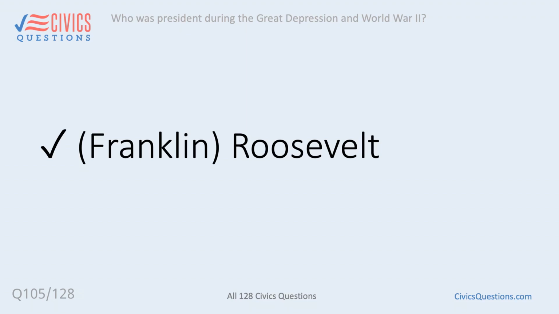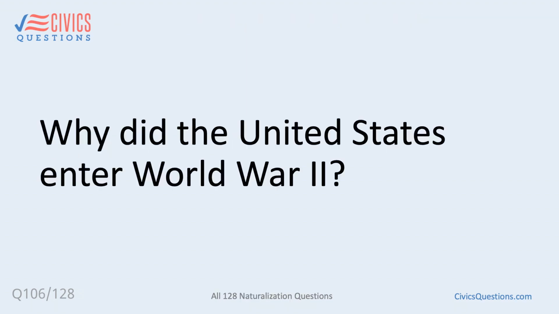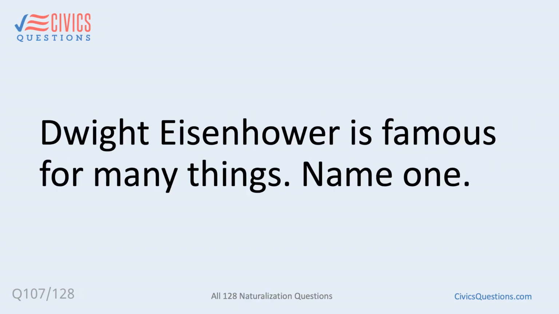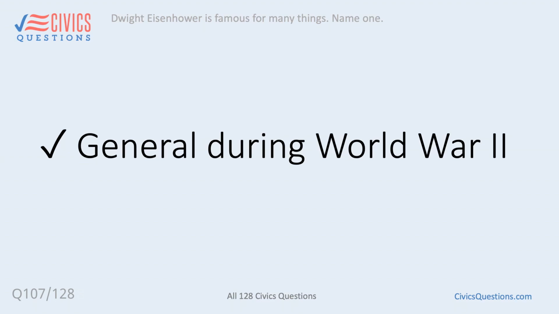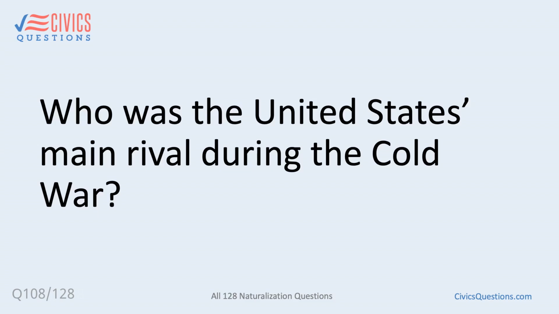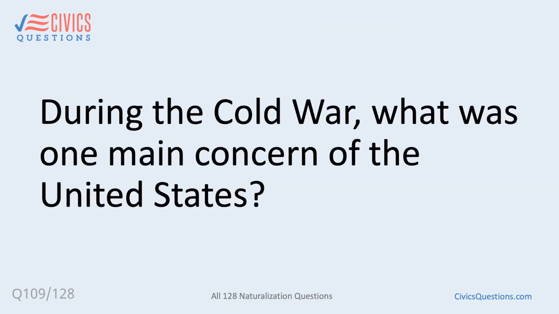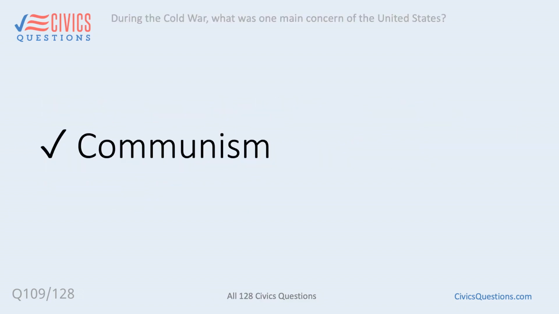Who was president during the Great Depression and World War II? Franklin Roosevelt. Why did the United States enter World War II? To support the Allied powers, England, France, and Russia. Dwight Eisenhower is famous for many things. Name one. General during World War II. Who was the United States' main rival during the Cold War? Russia. During the Cold War, what was one main concern of the United States? Communism.